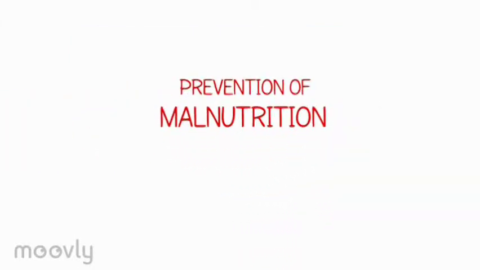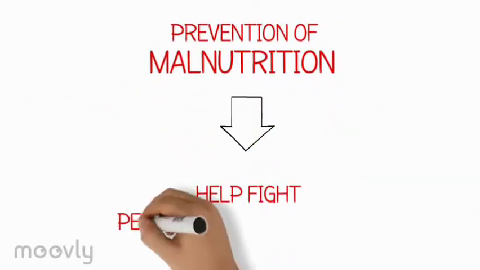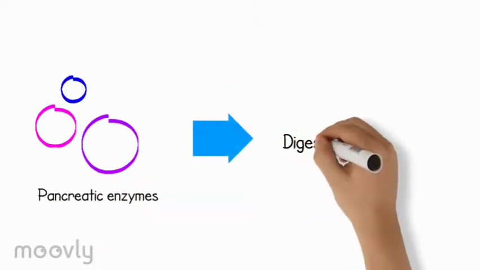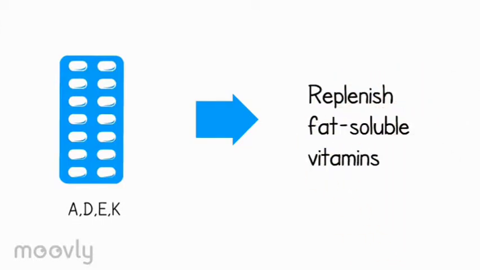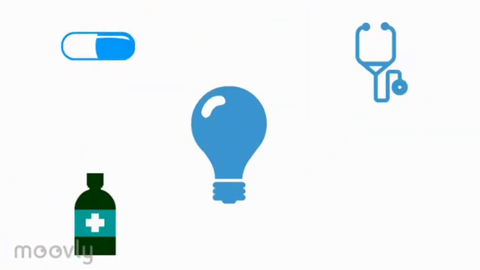Prevention of malnutrition has become a greater focal point in recent years, as it could help the patient fight a persisting lung infection. Oral pancreatic enzymes are provided to help digest fats and proteins, and supplements of vitamin A, D, E, and K are provided to replenish the fat-soluble vitamins that the intestine can no longer absorb. By implementing these techniques, we can hope to continue lessening the incidence of this disease.